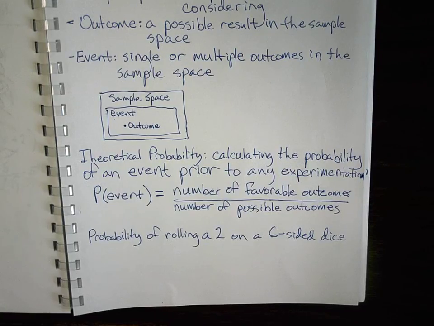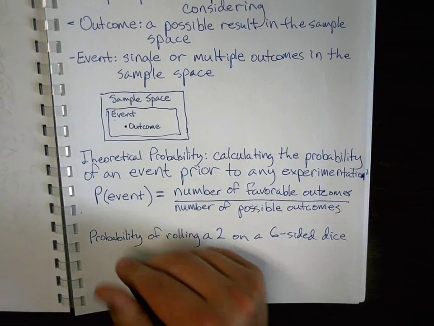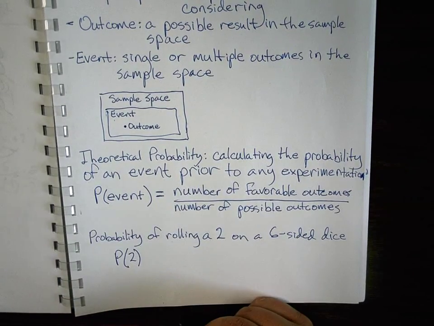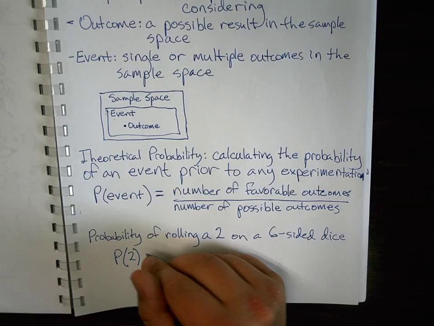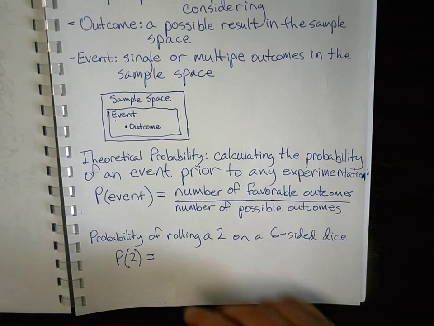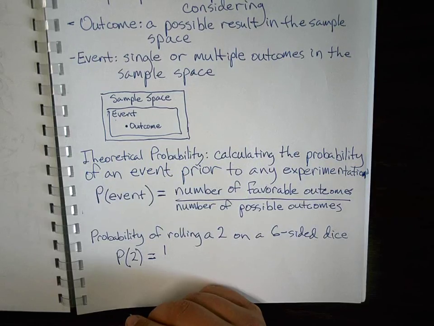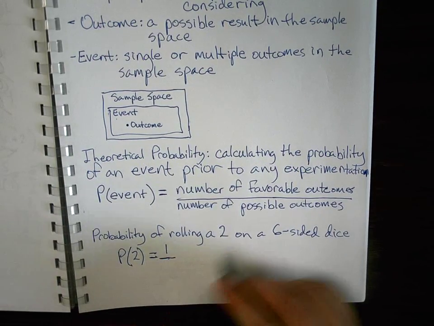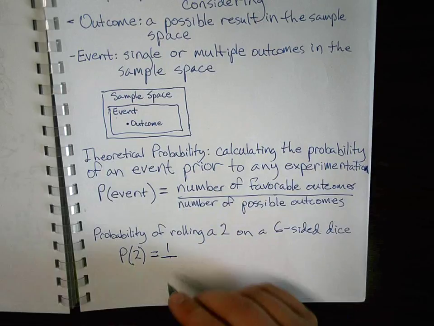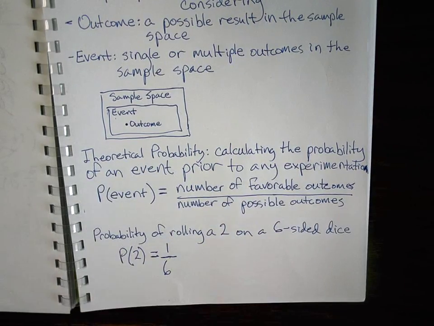Those are all the possible outcomes I have on a single roll. And I'm looking for one favorable outcome. That's rolling a 2. So probability of a 2: the number of favorable outcomes, we only have one, just rolling the number 2, over the number of possible outcomes, and on a six-sided die there are 6 possible outcomes. So we have 1 over 6.